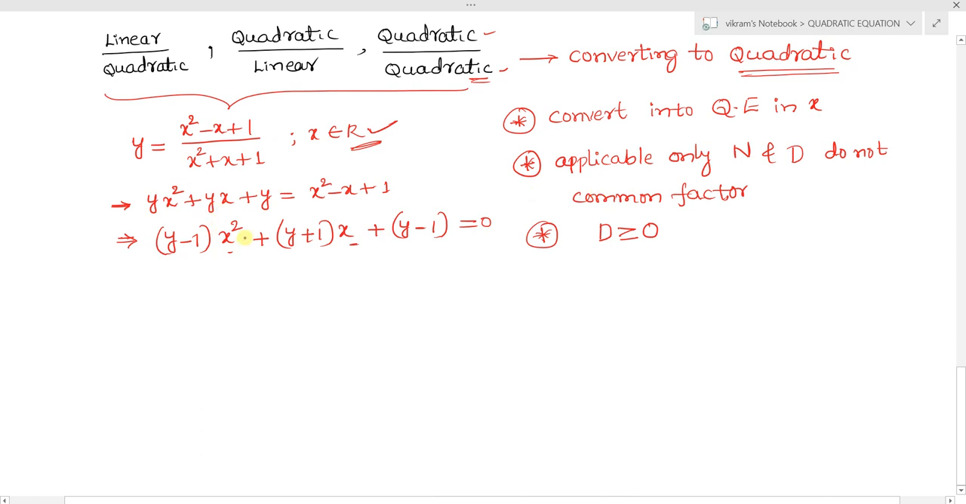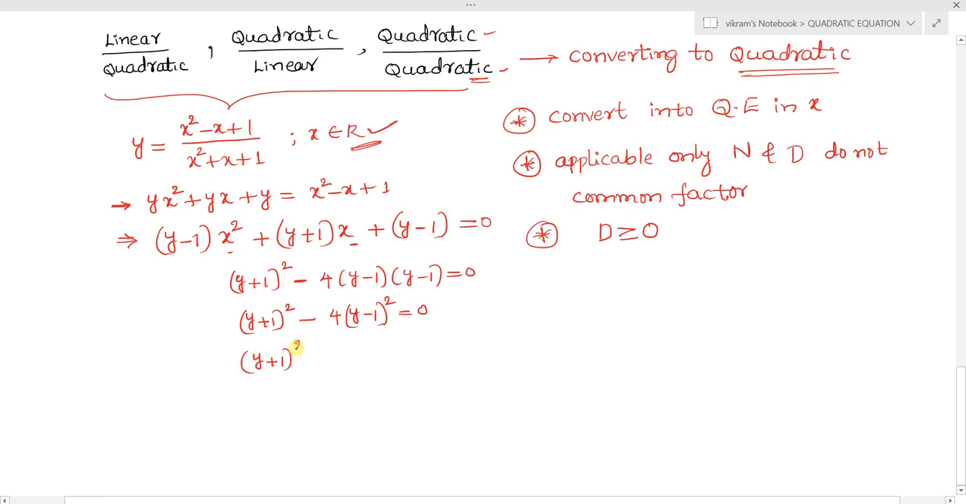Now let's find the discriminant. What do we obtain here? b square minus 4ac. So it is (y plus 1) whole square minus 4 times (y minus 1) and (y minus 1). We can write this as (y plus 1) whole square minus 4 times (y minus 1) whole square.